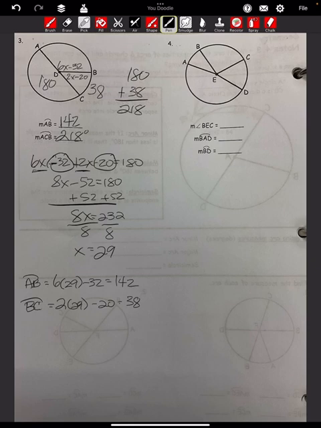All right, and then the last one we're going to do is, again, some more variables. I've got to tell you, this part right here is 2x. This part right here is 6x plus 8. This part here is 62. And this part is 11x plus 5.